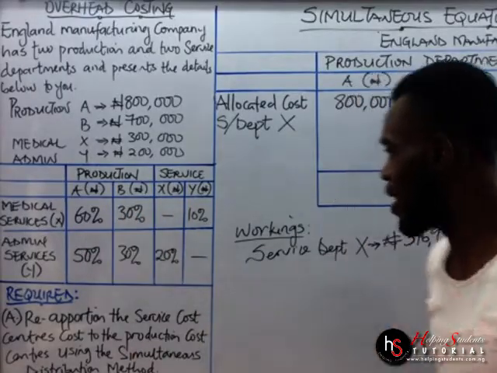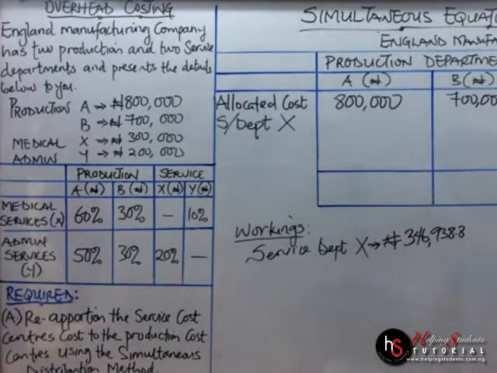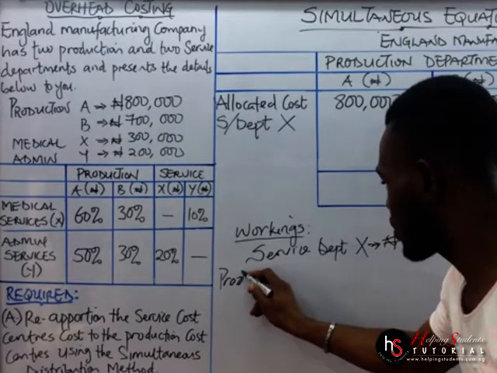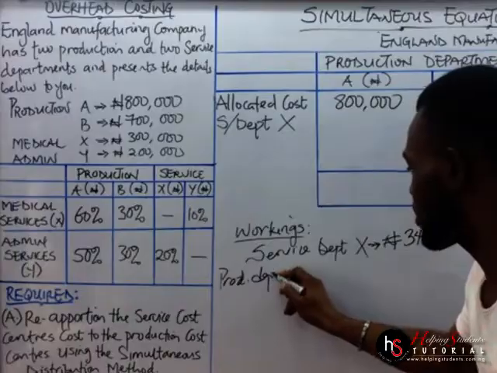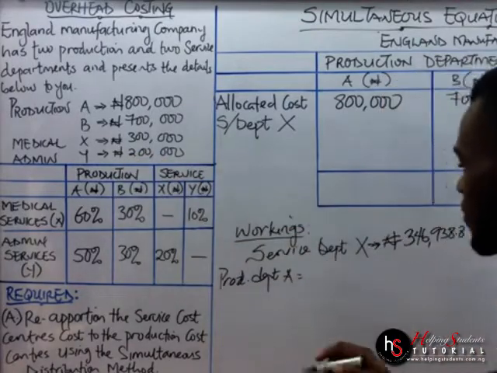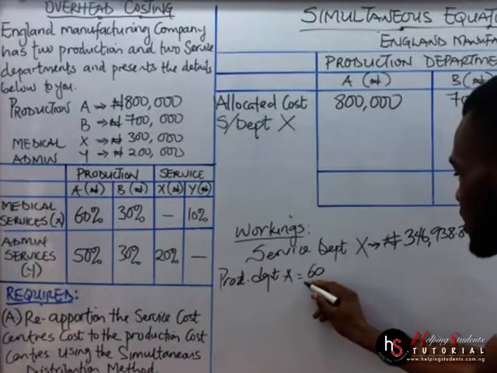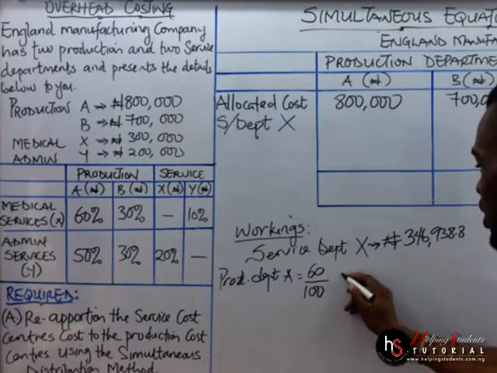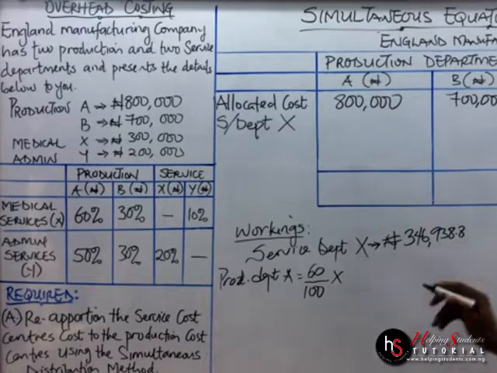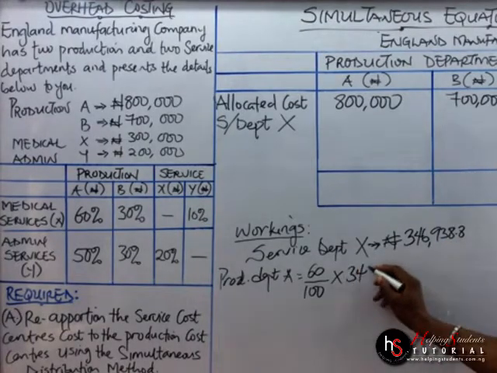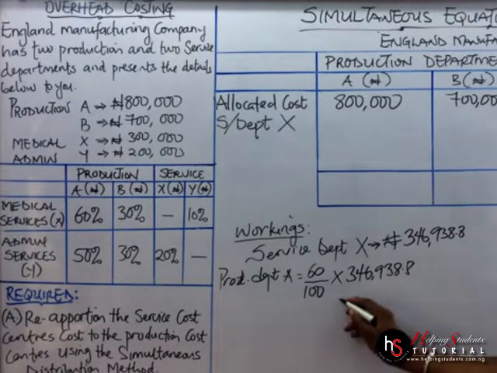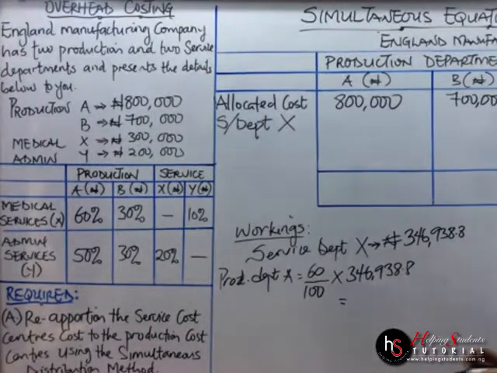For department A, remember, this is our production department A. How much do we have here? How many percent? 60%. So we have 60 divided by 100 times this particular value, because that was the value of X we had. So we have 346,938.8. So we are going to get our value.